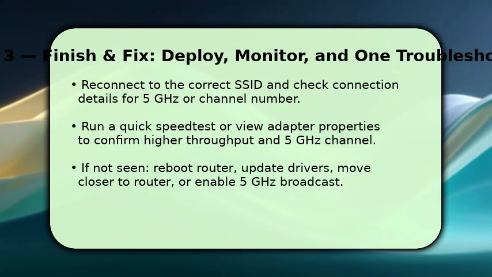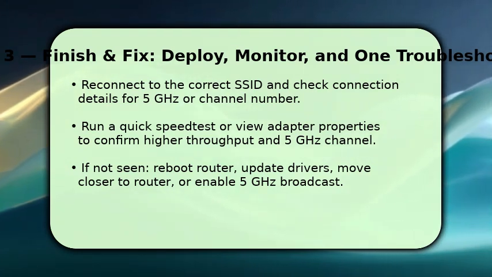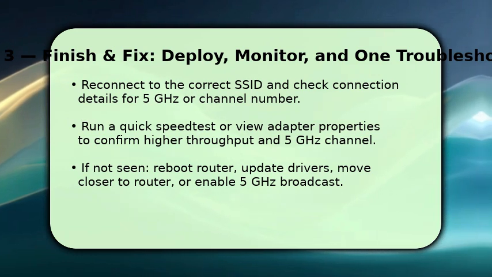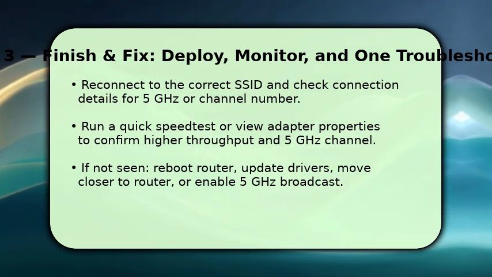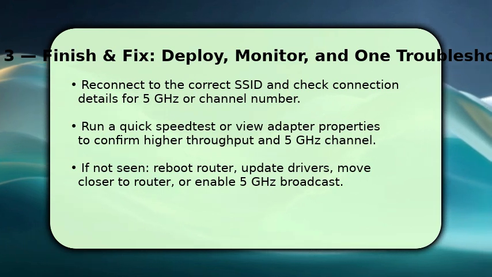Finish by reconnecting to your wireless network and verifying the band. Open Wi-Fi details or adapter status to see the active channel and confirm 5 GHz versus 2.4 GHz. Run a speed test to validate higher throughput and lower latency.